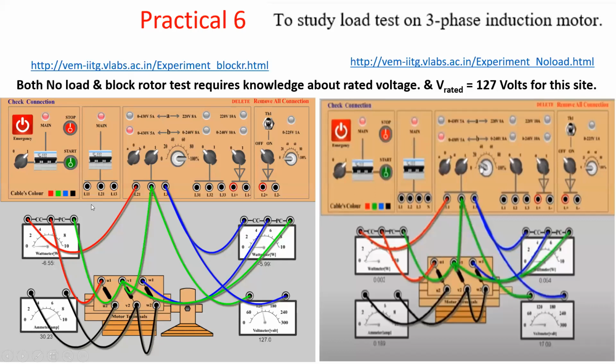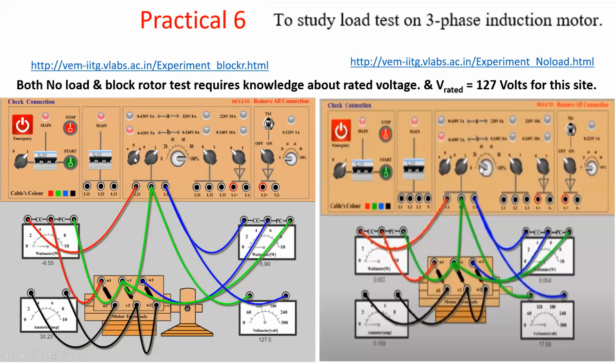After making connections, you have to click this check connection. If your connections are okay, it will tell you, yes, it is a star connection you have made. That means all the connections are good. So you can turn on the switch. Now switch on this switch number 1, then turn on this MCB, then press this start and press this MCB 2 on.